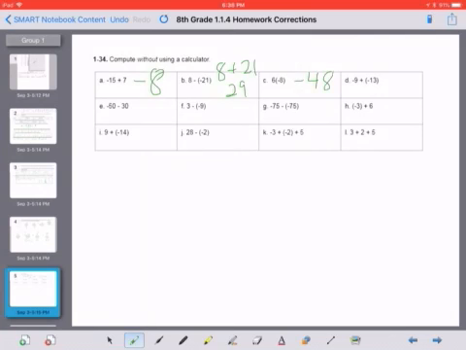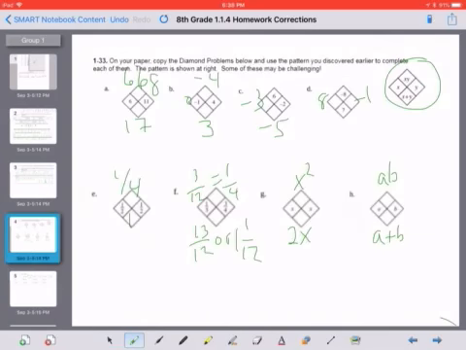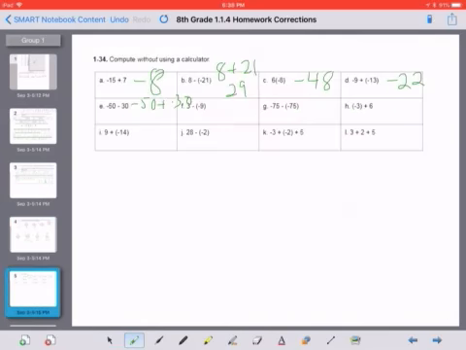Negative 9 plus negative 13, I have same signs, so I'm going to get 22, and it's going to be negative because they're both negative. Negative 50, I have to change minus 30 to plus negative 30. So when I do that, I get negative 80 as my answer. 3 minus negative 9, I make it 3 plus 9, which is 12.